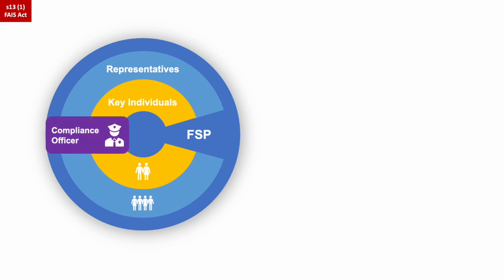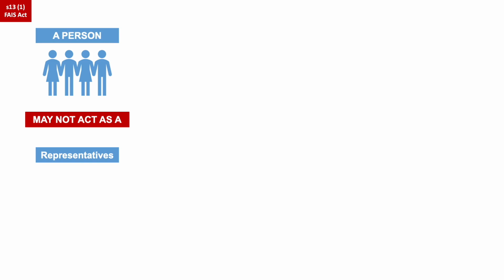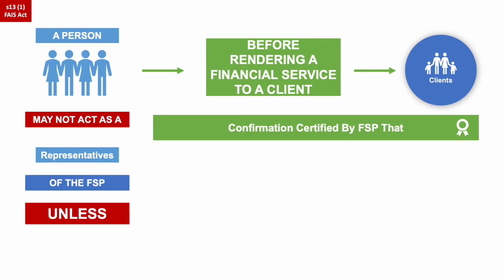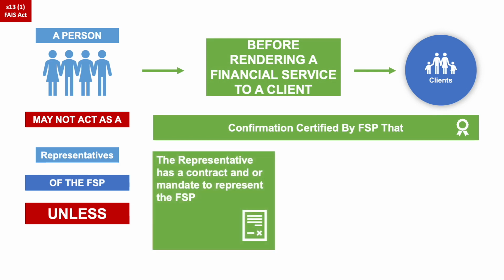We then have the compliance officer, who is effectively there to watch over and monitor compliance of the FSP with the FASE Act. Let's now specifically look at and focus on the representative. Section 13 of the FASE Act first deals with the representatives and then later deals with the FSP itself. A person may not act as a representative of the FSP unless, before rendering financial services to a client, the representative should have confirmation certified by the FSP that the representative has a signed contract and/or mandate to represent and act on behalf of the FSP.